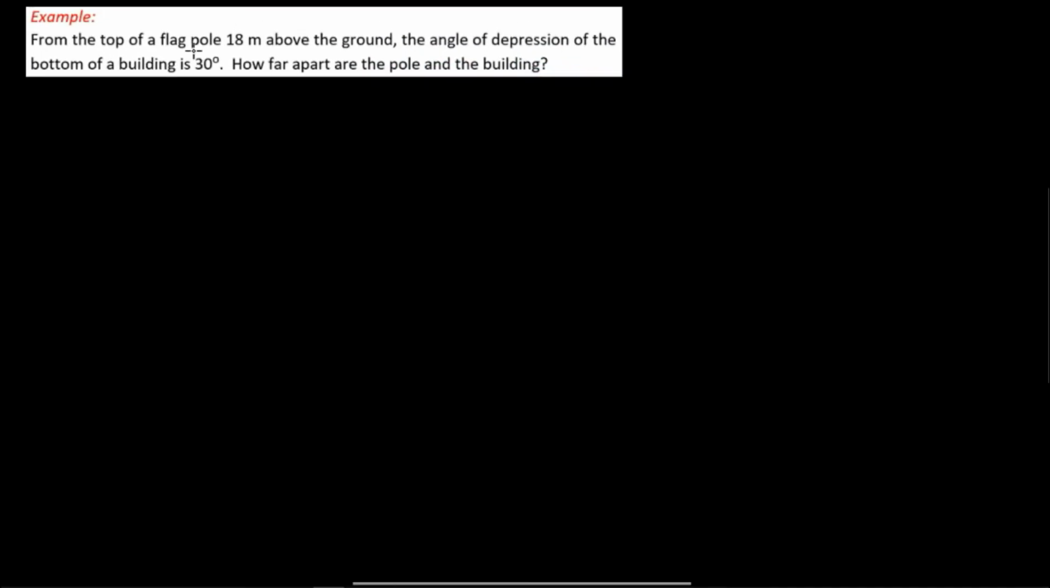Example. From the top of a flagpole 18 meters above the ground, the angle of depression of the bottom of the building is 30 degrees. How far apart are the pole and the building?